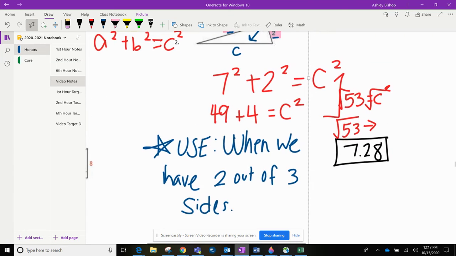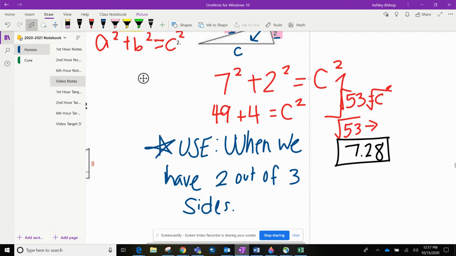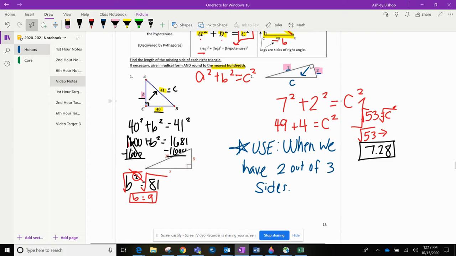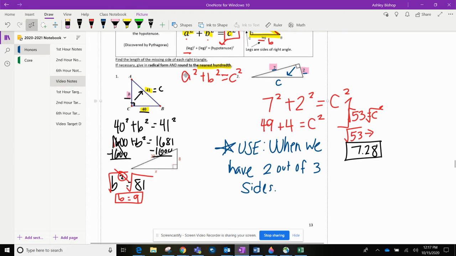Okay, so I got cut off in that last problem, but the square root of 53 was not a nice number. And so you want to read the directions for how many you are going to round to. And the directions say round to the nearest hundredth, and that is 2 decimal places. So I'm going to have 7.2.